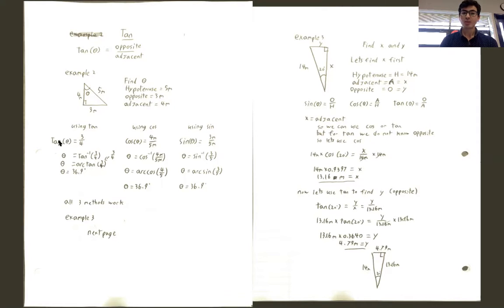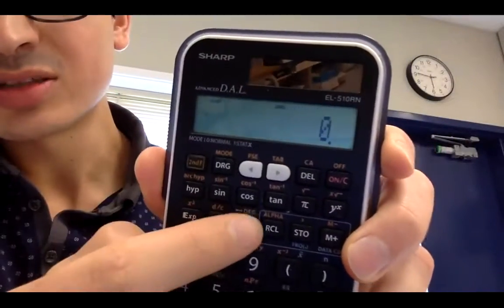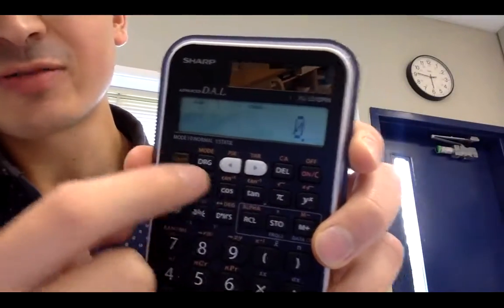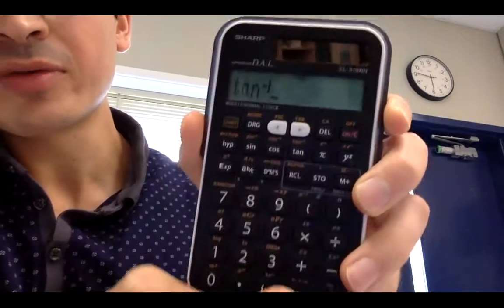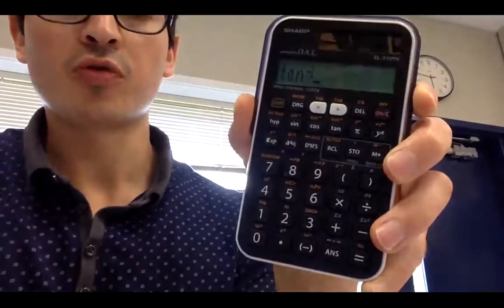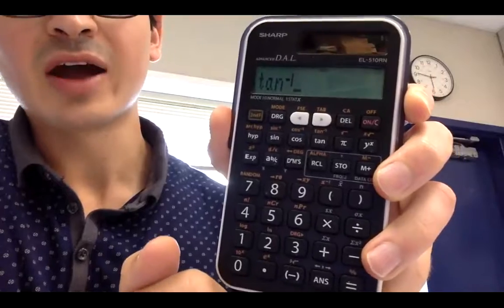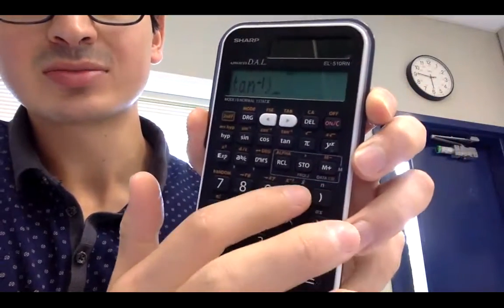Tan theta is going to be opposite over adjacent, so 3 over 4. And we're going to use the inverse tan of that fraction. On the calculator, we're going to do second function tan to get to that tan -1. If you hit second function, you can use the yellow text. So we hit tan -1, and then we're going to put in our 3 over 4.